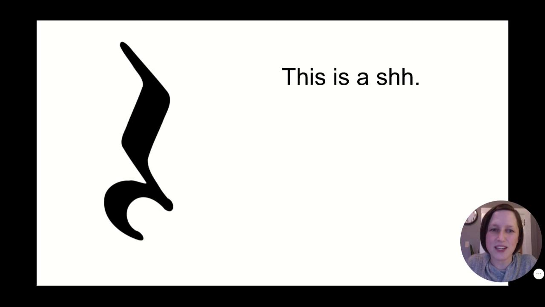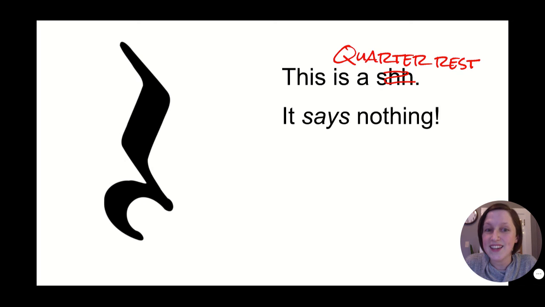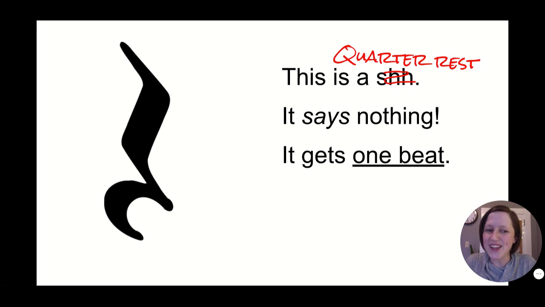What's this? Some of you might call it a shh, but that's not what it really is, right? This is a quarter rest, and it says nothing. A rest means there's no sound, but sometimes we might say rest, or we might say shh to remind us that it's there. Again, those are tools to help us count it. It still gets one beat. Even though there's no sound, it still takes up time. It takes up one beat.